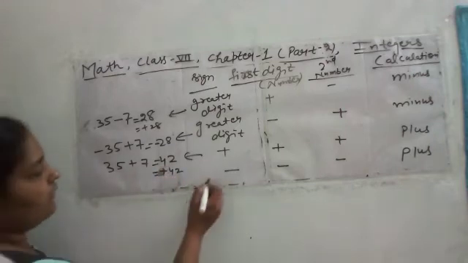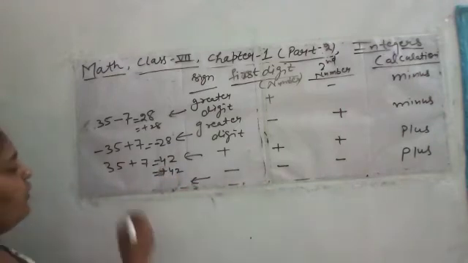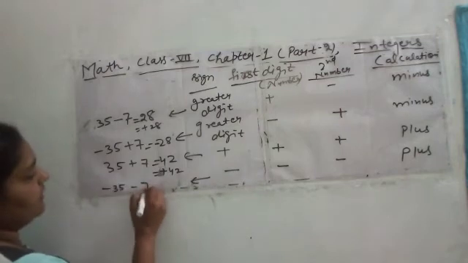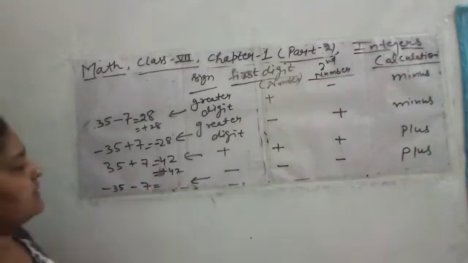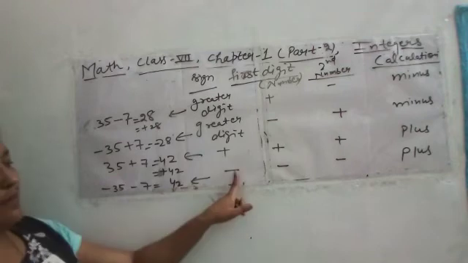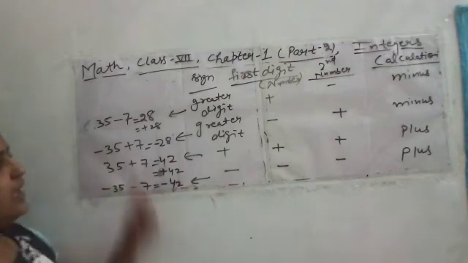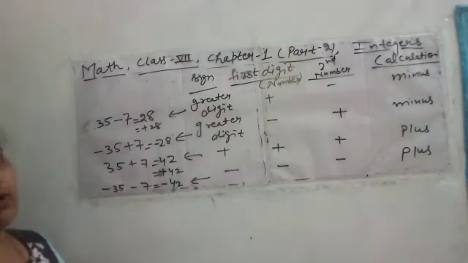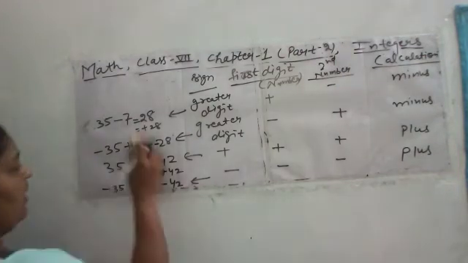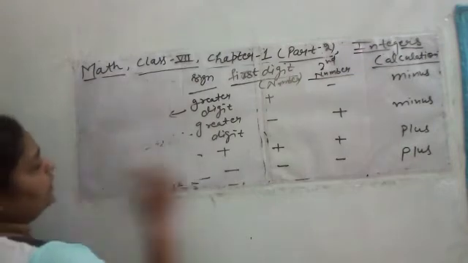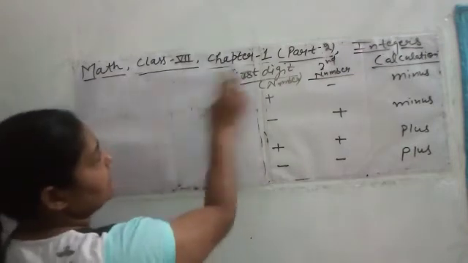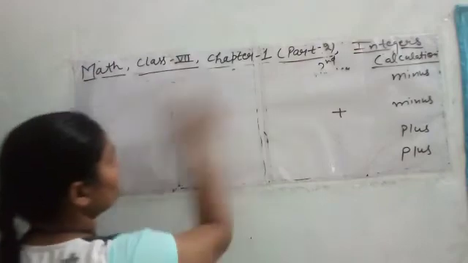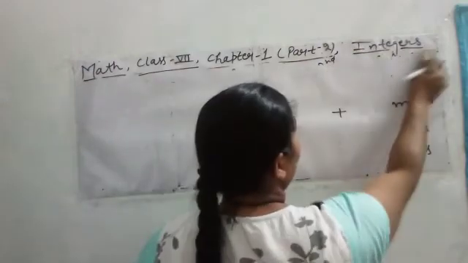Now the fourth example: if both numbers are minus, then the calculation will be plus and the sign applied will be minus. These are some rules you have to keep in your mind, then only you can solve the integers. You can note down these rules. Now I will tell you, these rules were for addition and subtraction. Now I will tell you the rules for multiplication.